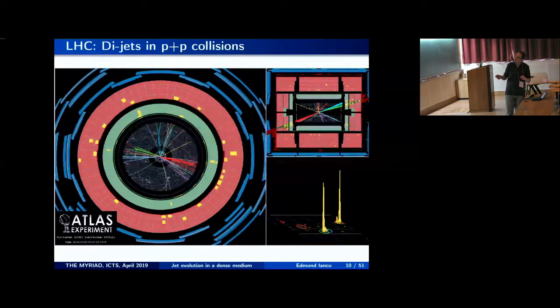So this is the collision axis, and the transverse projection is here. And you can see this intense activity in the detectors in that direction. These are two jets. They are back-to-back in the transverse plane. They're not back-to-back in the longitudinal direction because the partons which initiated the jet may have different longitudinal momentum fractions, so there's no reason for them to be back-to-back in the longitudinal direction because the original longitudinal momentum was not exactly balanced between the two jets.